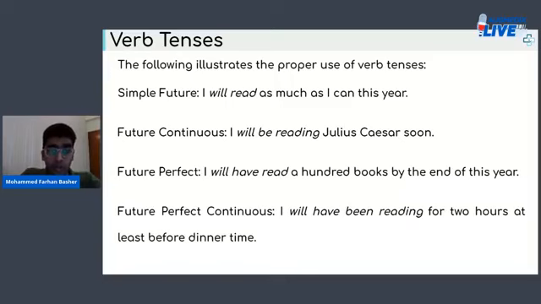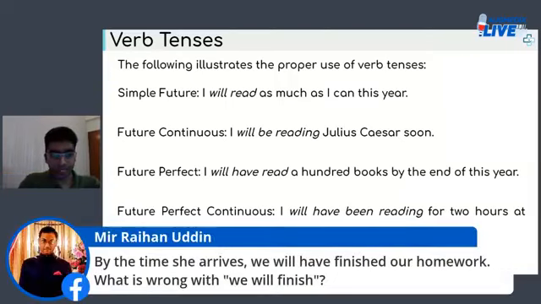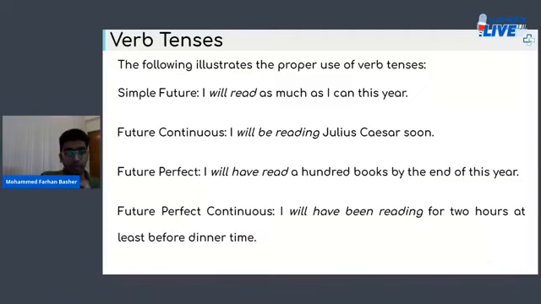Okay. Now, future perfect tense. We had a question from Miraihan who's been asking, by the time she arrives, we will have finished. All right, so this question will be answered now. The future perfect tense, I will have read 100 books by the end of this year. Follow this. I will have read 100 books by the end of this year.